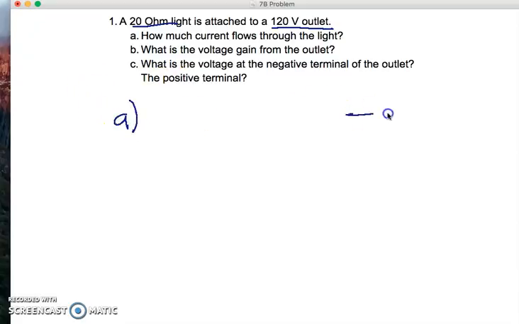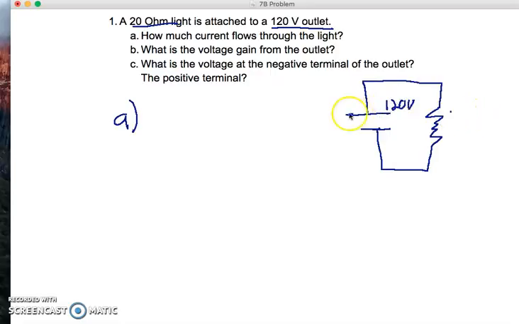It doesn't ask us to, but let's draw a picture. We have the outlet. We have a light, which we're just going to draw as a resistor because it's something that resists the current to do something. So we have a 120 volt outlet. This would be the positive, this would be the negative, and a 20 ohm resistor. So part A asks, how much current flows through the light.